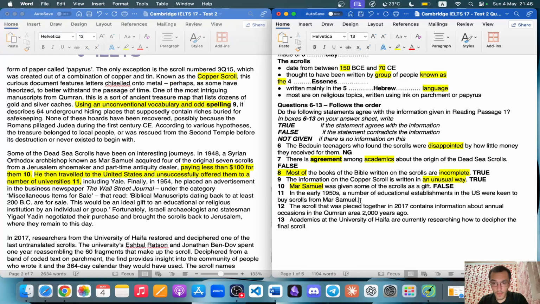So, in the 1950s, a number of educational establishments. Now we have another false here. I'm going to take that. A number of educational establishments first were keen. They were interested. No, they were not interested. It was unsuccessful. So the scroll was pieced together in 2006. That was pieced together in 2017. Contains information about annual occasions in the Qumran era 2,000 years ago.